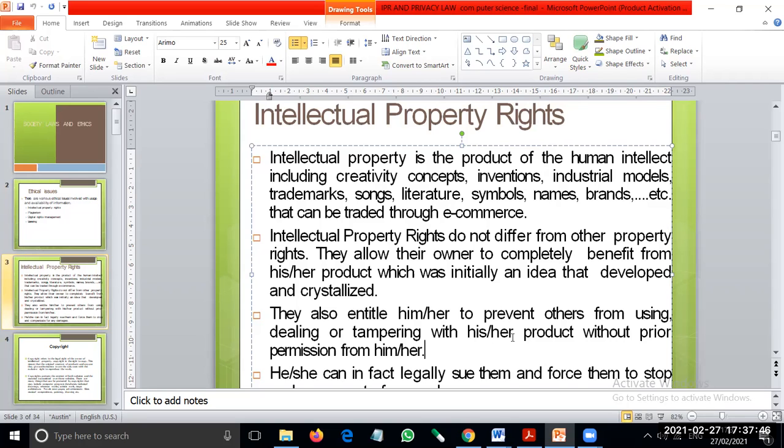Actually, they differ from other property rights. They allow their owner to completely benefit from his product, which was initially an idea he developed and crystallized. So whatever property you have, you can maintain it through e-commerce, because things of value that are traded on the internet must be protected. That is the most important thing.